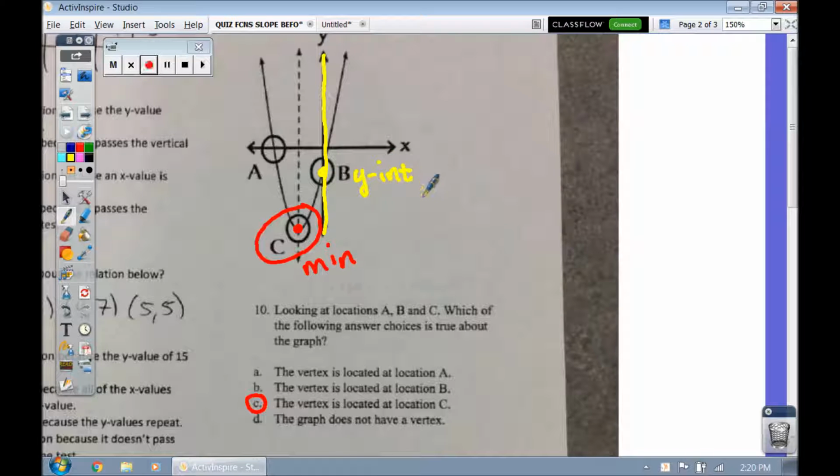And then question 12 is asking, where is the x-intercept? That's where the graph crosses the x-axis. So here's your x-axis. This point right here is where the graph crosses the x-axis. That's your x-intercept. So those are your 3 answers, or the 3 parts of that graph.